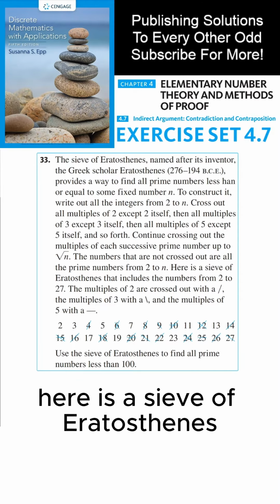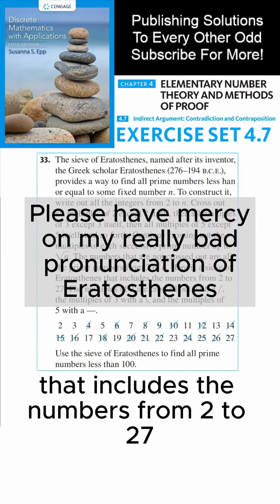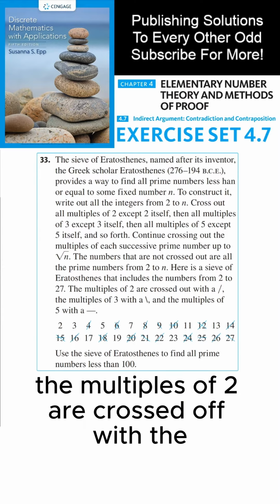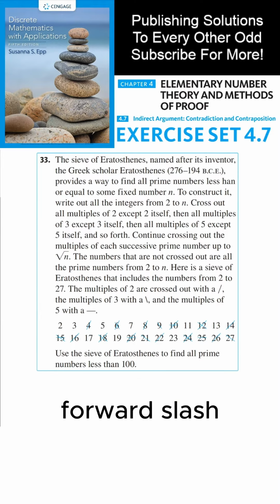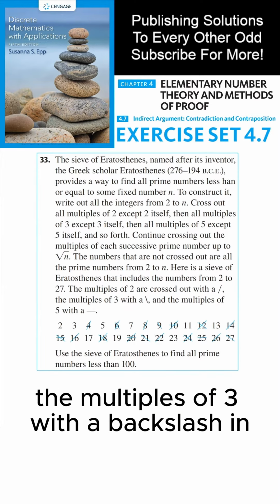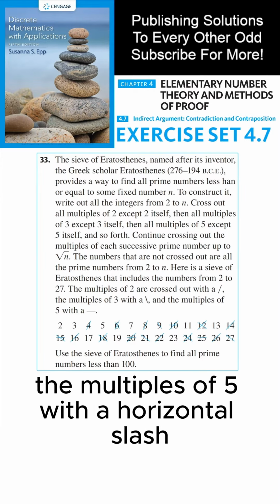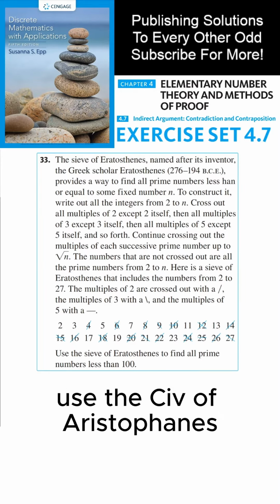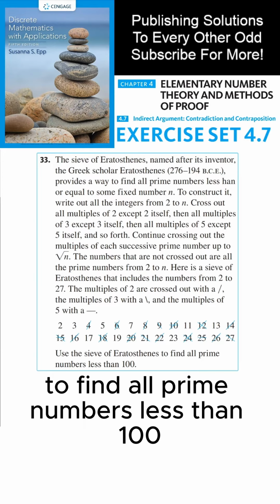Here is a sieve of Eratosthenes that includes the numbers from 2 to 27. The multiples of 2 are crossed off with a forward slash, the multiples of 3 with a backslash, and the multiples of 5 with a horizontal slash. Use the sieve of Eratosthenes to find all prime numbers less than 100.